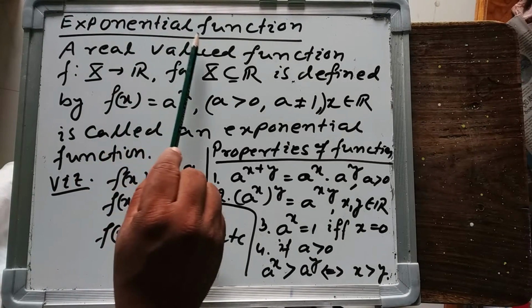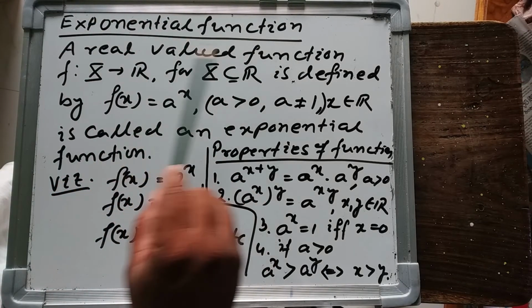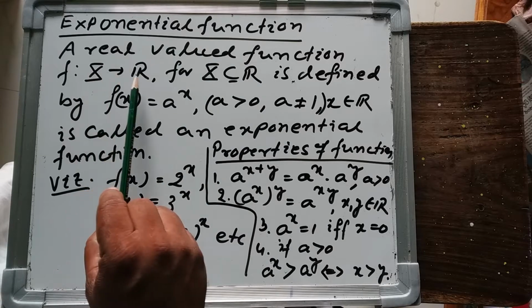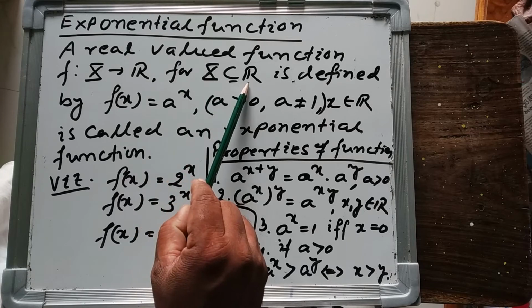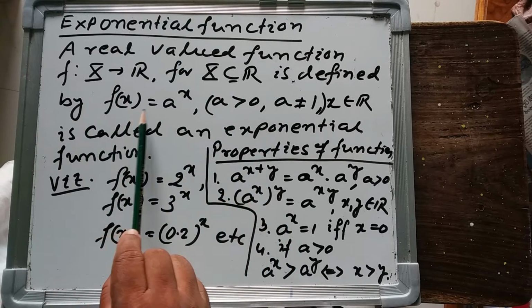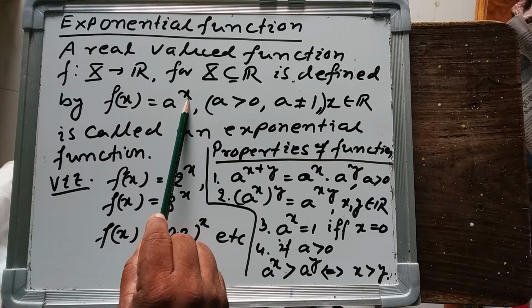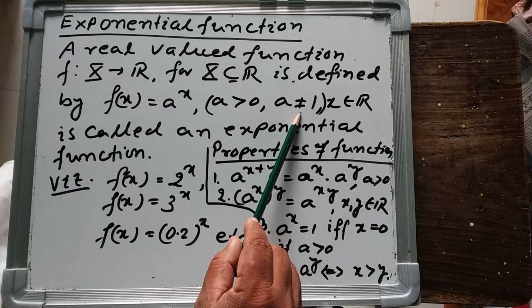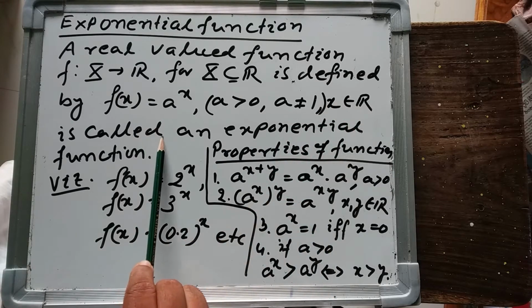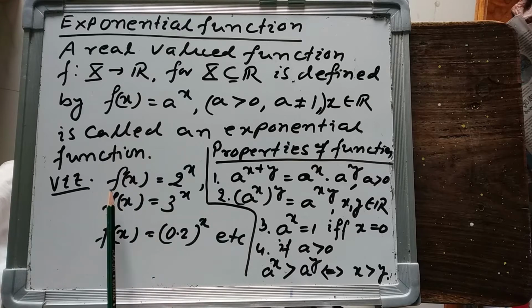Come to the exponential function, a real valued function f from set X to R, for the set X a subset of the real set R, is defined by f of x equal to a to the power x, where a is a positive number, a is not equal to 1, and x is in the real set. It is called an exponential function. For example, f of x equal to 2 to the power x, f of x equal to 3 to the power x, f of x equal to 0.2 to the power x, etc.